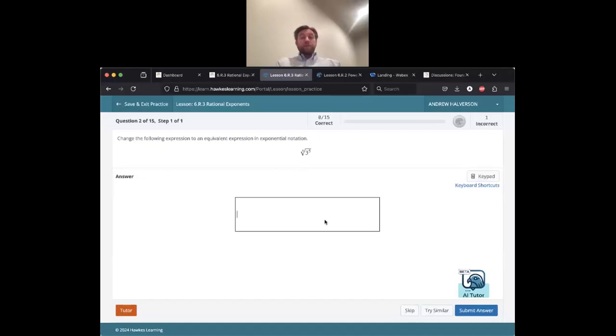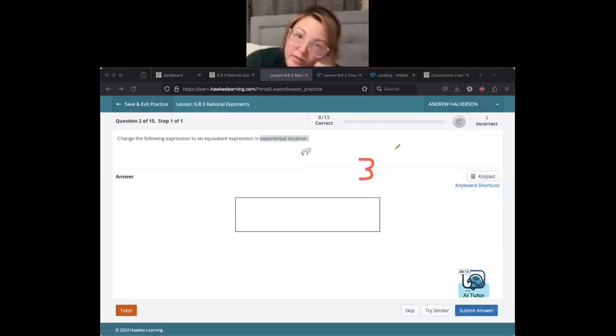Okay, so how would we do this one? So the 6th root of 3 to the 5th. How would we write this using exponential notation? How would we write this using exponents? So it would be 3 with 5/6. Yep. And there it is.